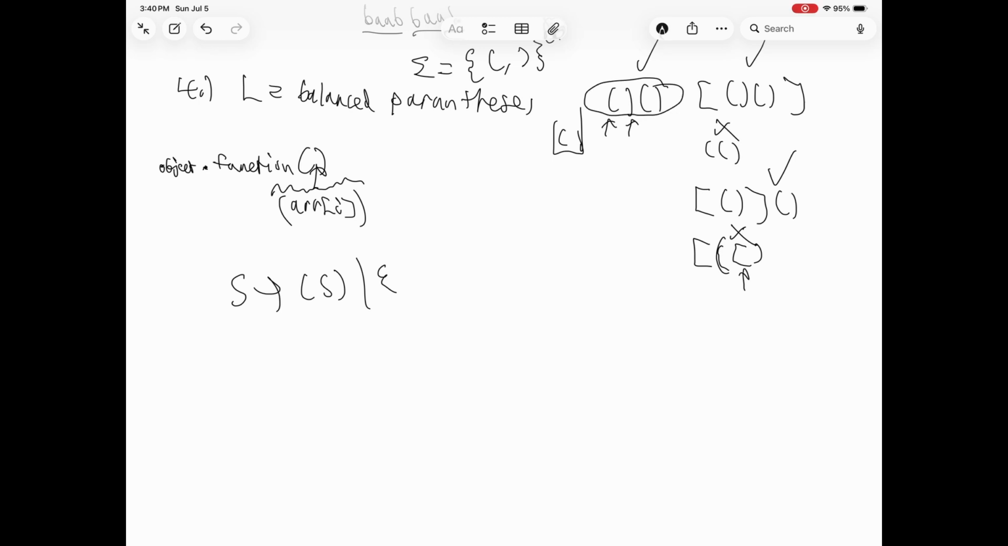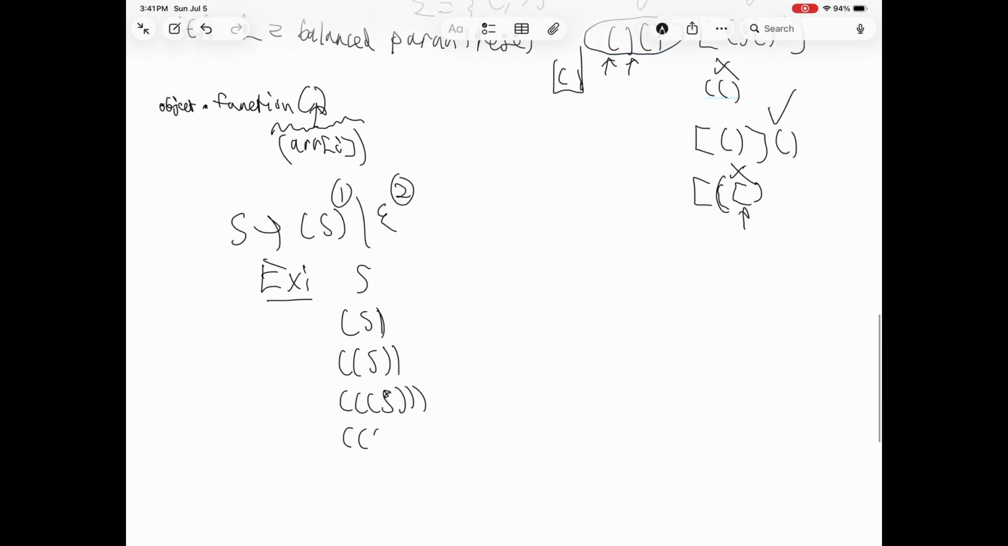But remember that this case is also possible. Let me explain this. We start with S, apply rule 1, apply rule 1, apply rule 1 again, apply rule 1 again, apply rule 2. But how are we ever going to get a result like this?